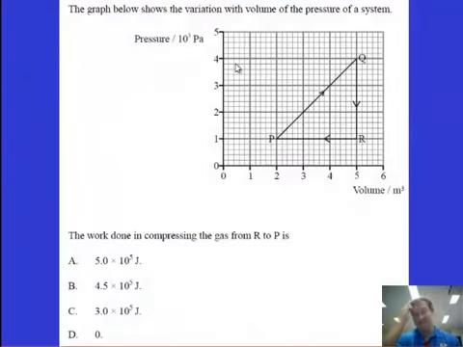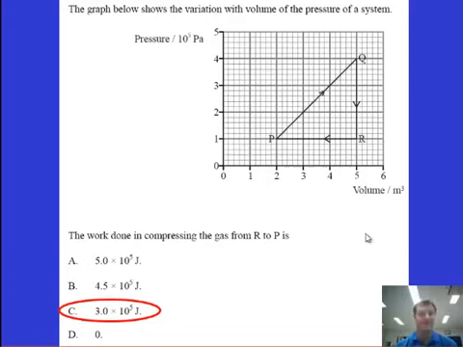Now, here's an example question. The graph shows a variation of volume with pressure of a system. So it's a rotating system. What work is done in compressing the gas from R to P? Thinking about what work is done here, we just look at the options and we know that the work done is the area underneath the graph from R to P. So that means the work done on the gas is 3 times 10 to the 5 joules. That's how much work has been put in to cause this compression.